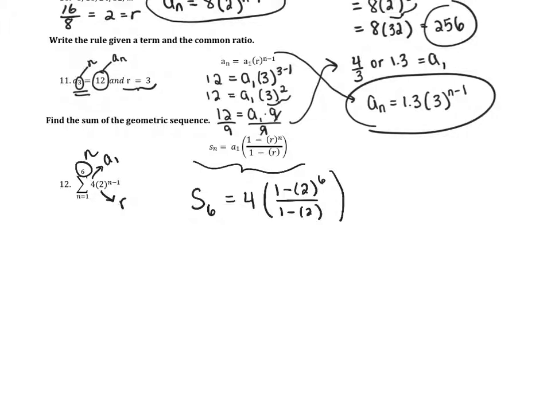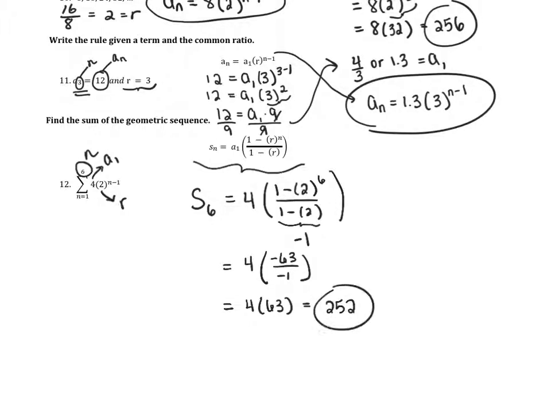As when we did these in class, my advice would be to do this calculation on the bottom first, which is going to be 1 minus 2, which is a negative 1. Then the top you can just plug right into your calculator. 1 minus 2 to the 6th gives you negative 63. So 4 parenthesis of negative 63 on the top over a negative 1. Negative 63 divided by a negative 1 is equal to just 63. So you have 4 times 63, which is equal to 252. Final answer.